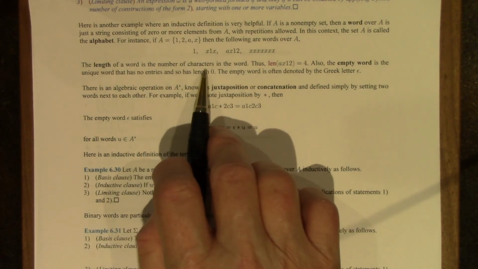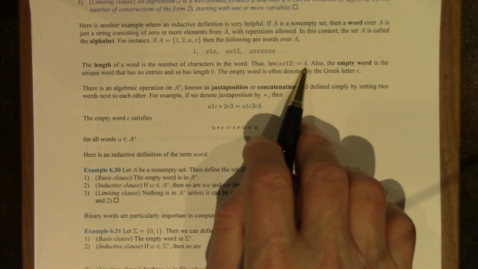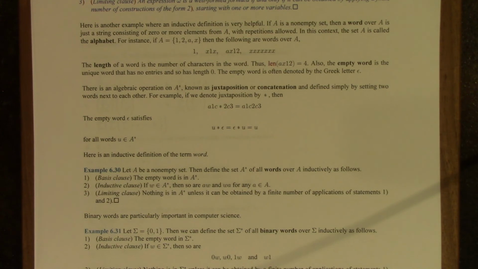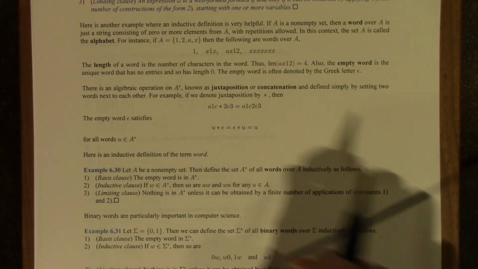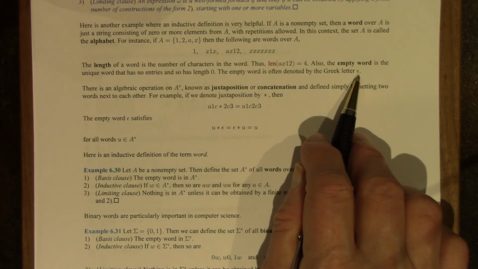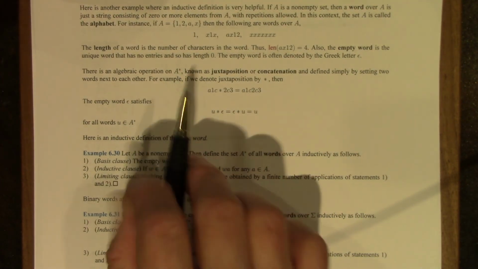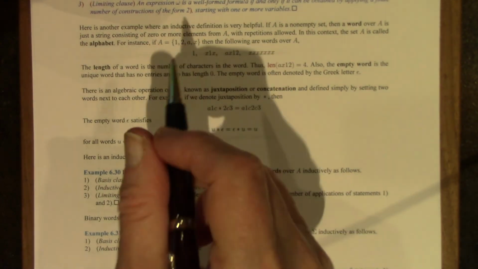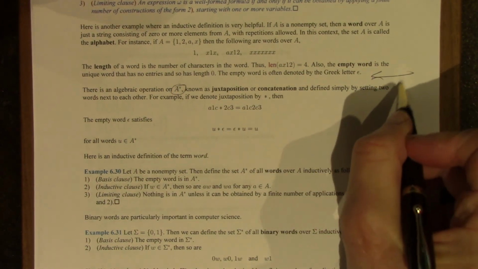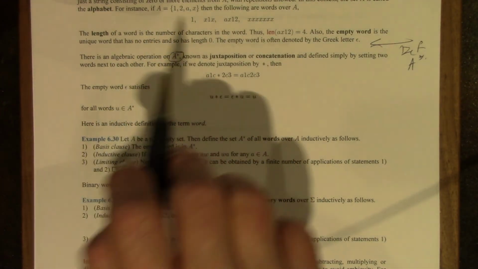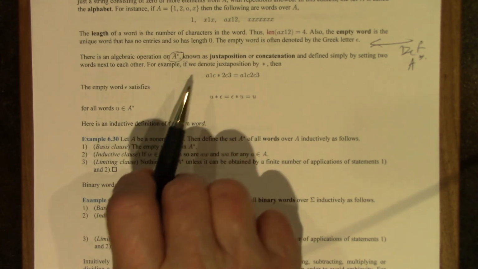The length of a word is the number of characters in the word, so the length of AX12 is 4. There's also something called the empty word, which is the unique word that has length 0. It has no symbols in it. The empty word is often denoted by the Greek letter epsilon. And the set A star is the set of all words over the alphabet A. And I think I forgot to say that, so I'm going to stick that in here. It should be in the book by the time you get the book. In any case, A star is the set of all words over the alphabet A.